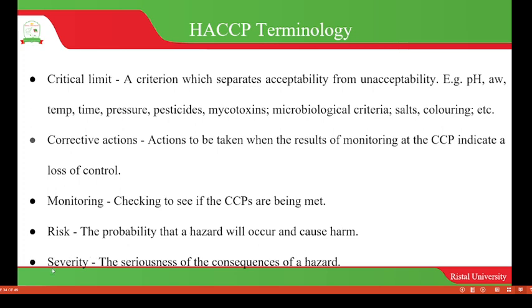Then severity is the seriousness of the consequences of a hazard. Sometimes a hazard may be present in the food, and when it is consumed together with the food, it can cause a serious consequence on the human. And this type of hazard has to be eliminated or reduced to a level which is acceptable. But if the hazard in the food is not a serious one, then it is not the one which can cause serious consequences on consumers, then it can be ignored.